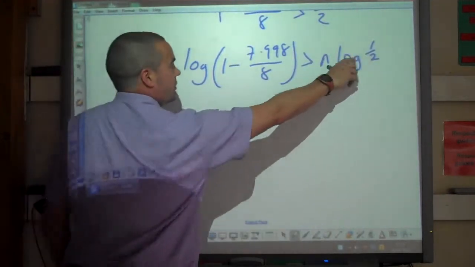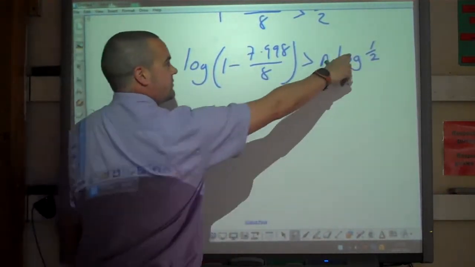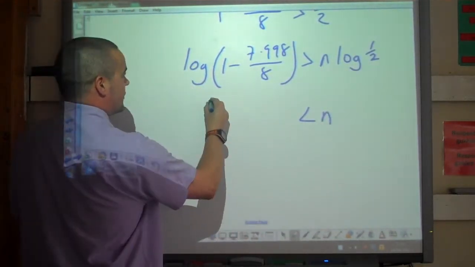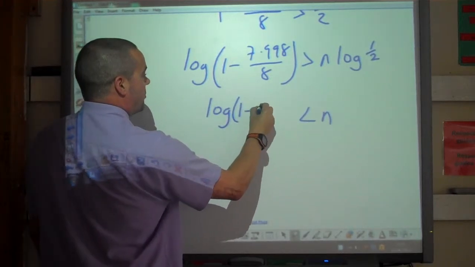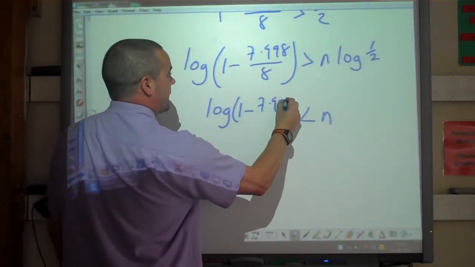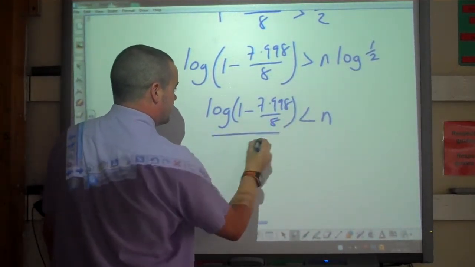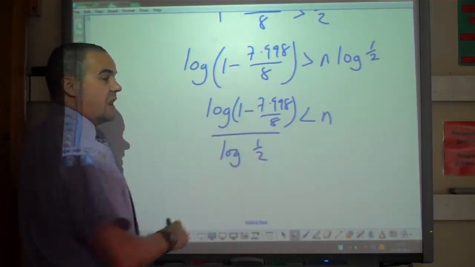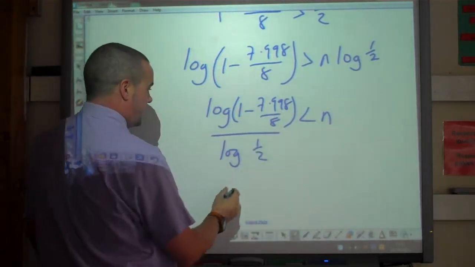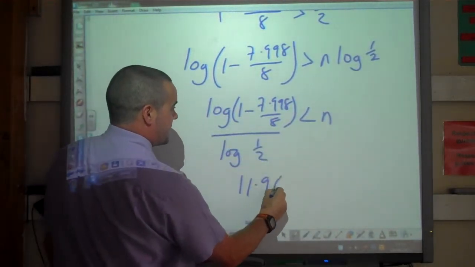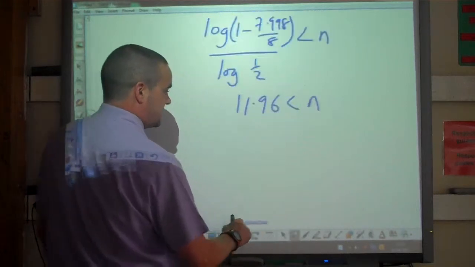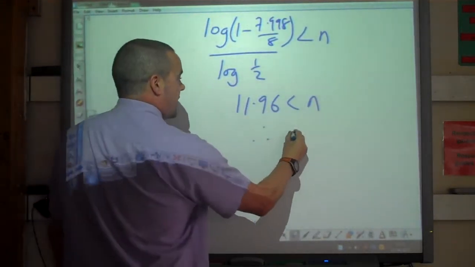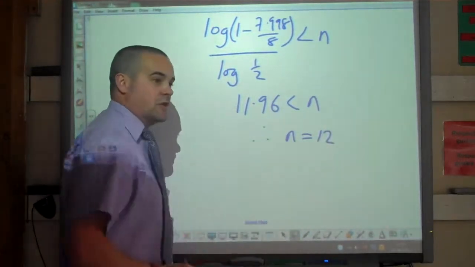Log a half is negative, so when I divide by that, I've got to change the sign around. So n has got to be greater than log of 1 minus 7.998 over 8 divided by log of a half. This is just over 11, so I think 11.96. n has got to be greater than that. Therefore, because n can only be an integer number of terms, n has to equal 12, and that's the first term.